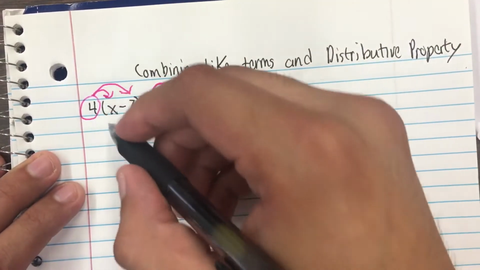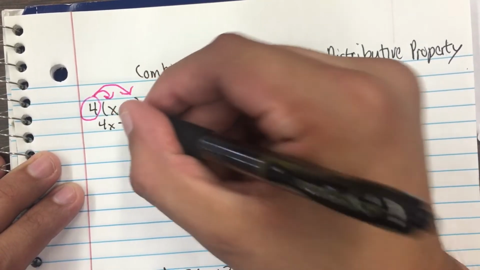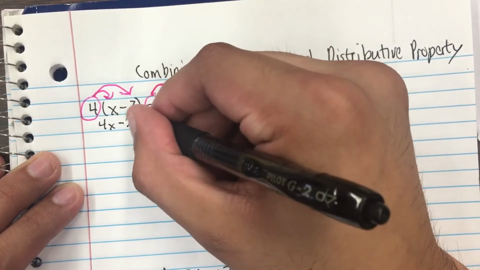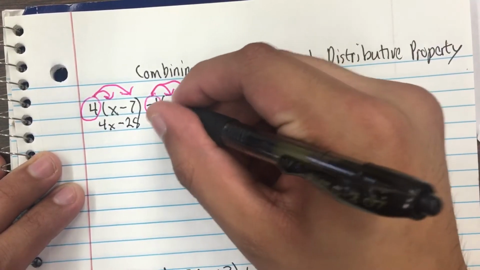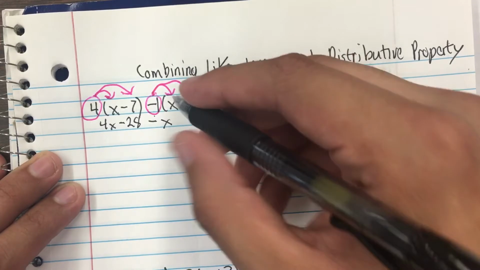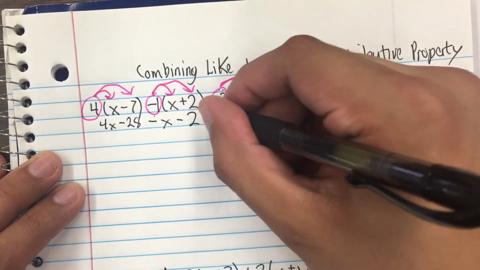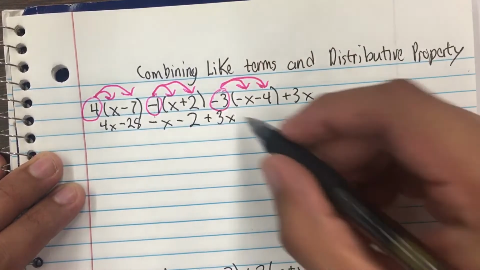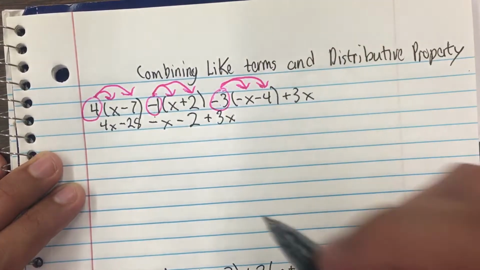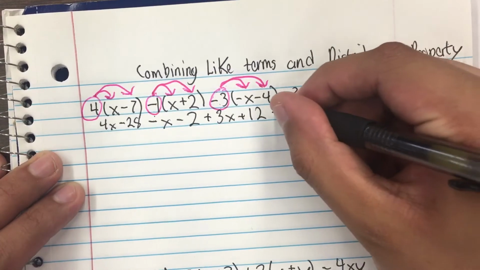Now, let's do it. 4 times x is 4x minus 28. -1 times x gives us a -x. -1 times +2 is -2. -3 times -x is a +3x. -3 times -4 is a +12. And then we just add this last term.